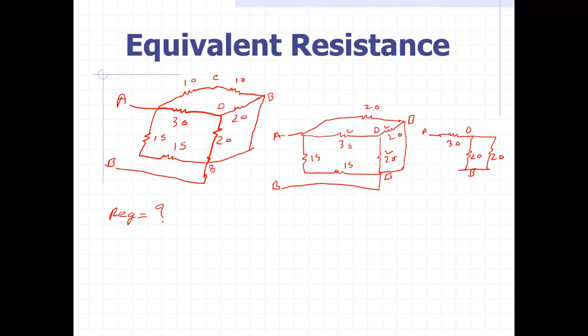Now, A to B point. This 15 and 15, this is the A to B point, and this and this also A to B point. This also B, and this also B, because this is the short. So A to B point, this 15 and 15 is in series. Series means add, so this is 30. A to B point is 30, and another A to B point is 20. Okay. Clear? This design, all are clear?